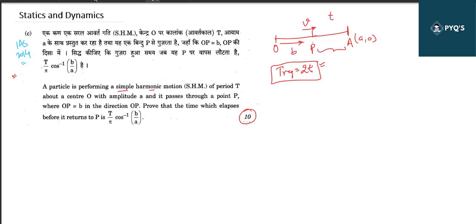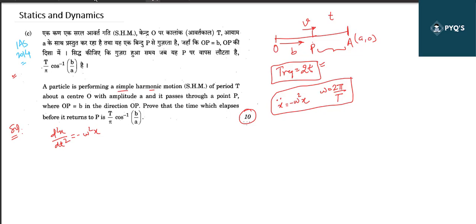Let's derive some formula before that. We know that the general equation of simple harmonic motion is x double dot equals minus omega square x, where omega equals 2 pi upon T, that is the time period given. So this is the formula. Now we'll start: since simple harmonic motion is d2x by dt2 equals minus omega square x.